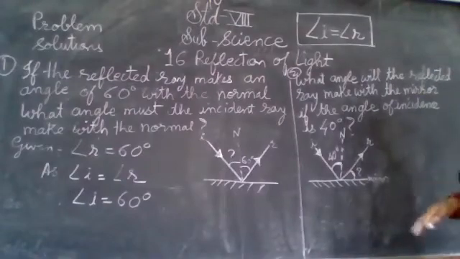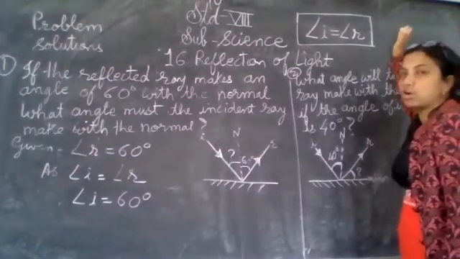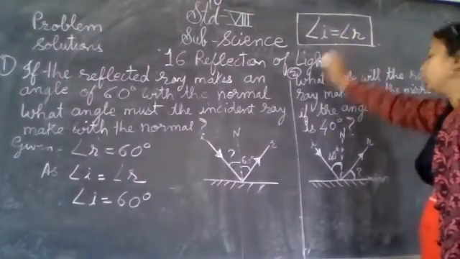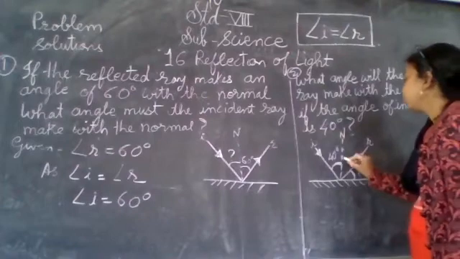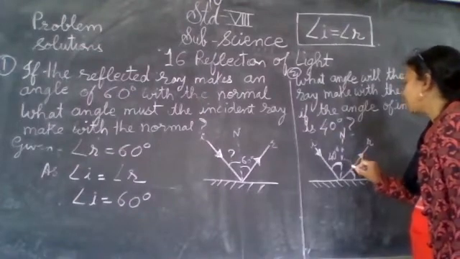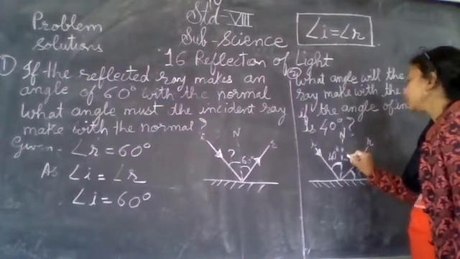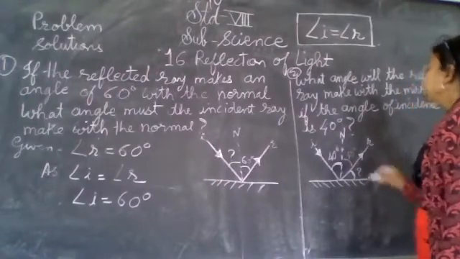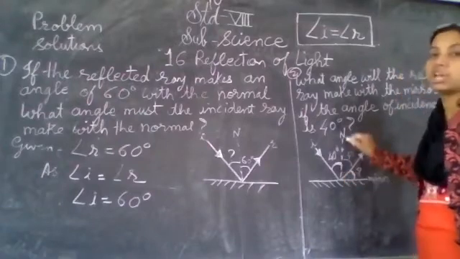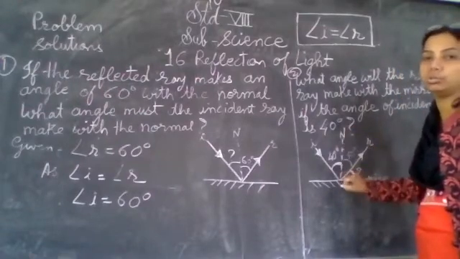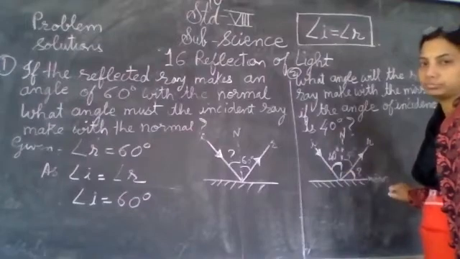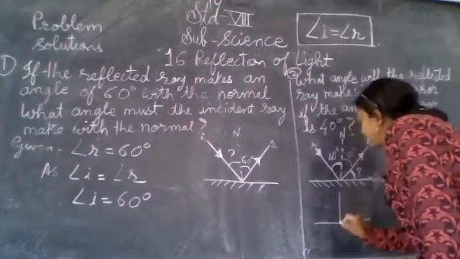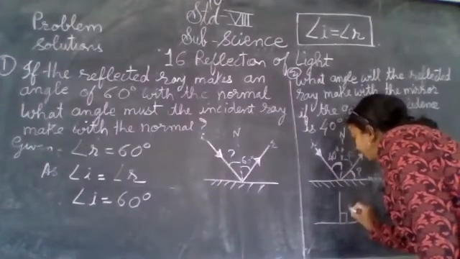Very simple. Because we know according to the first law of reflection, angle of incidence is always equal to angle of reflection. Therefore, here also the angle of reflection is going to be 40 degrees, isn't it? And the normal is always perpendicular to the mirror. Okay, perpendicular means what? Making an angle of 90 degree.